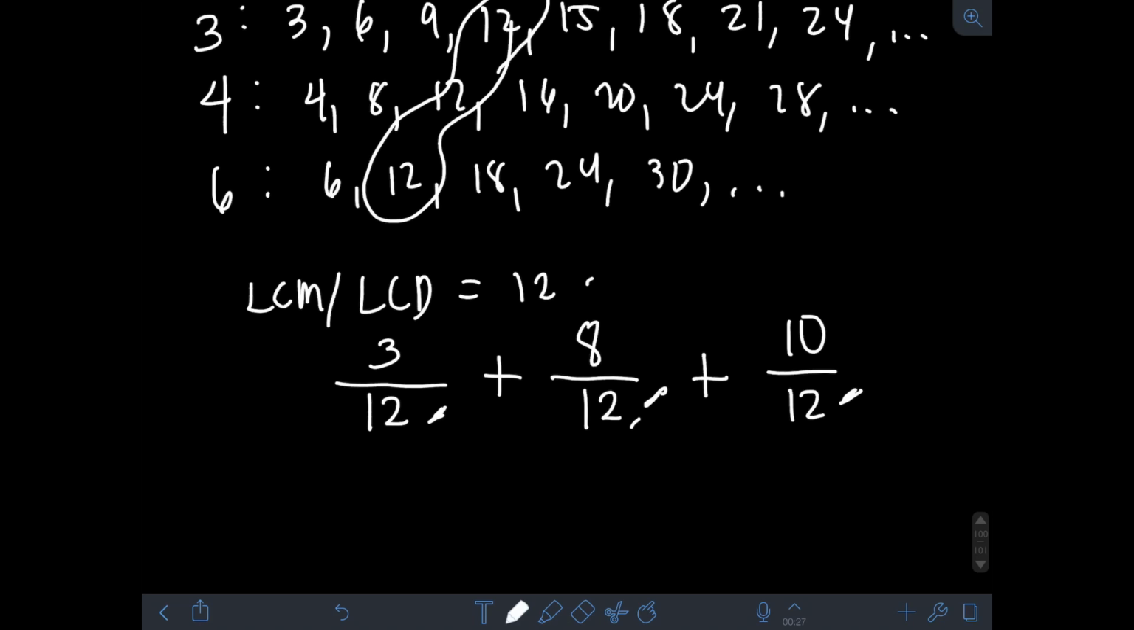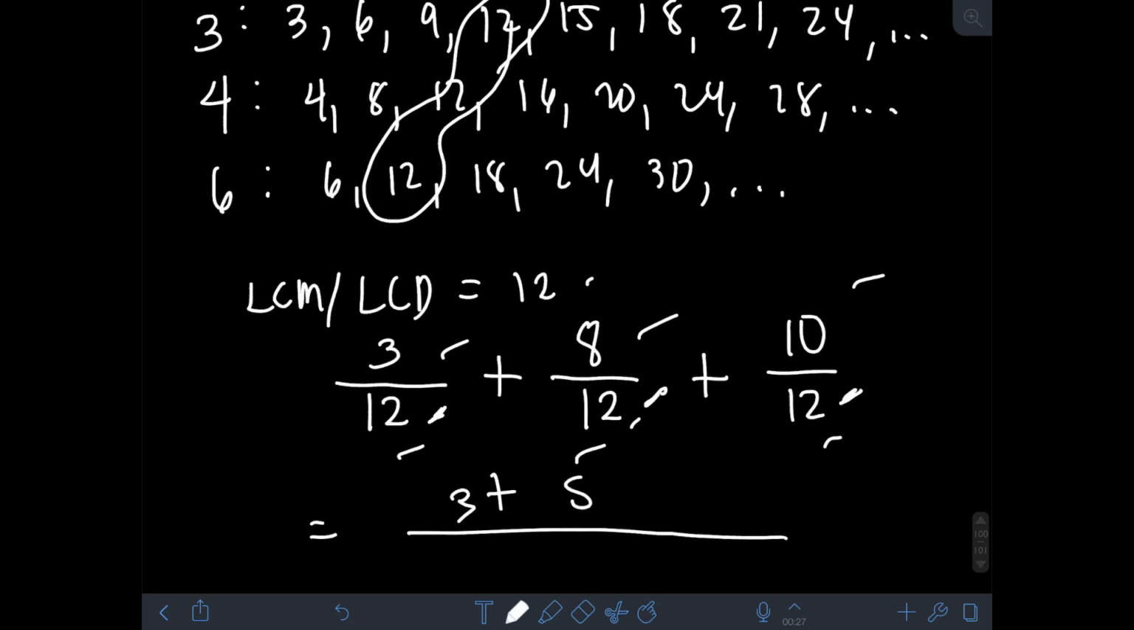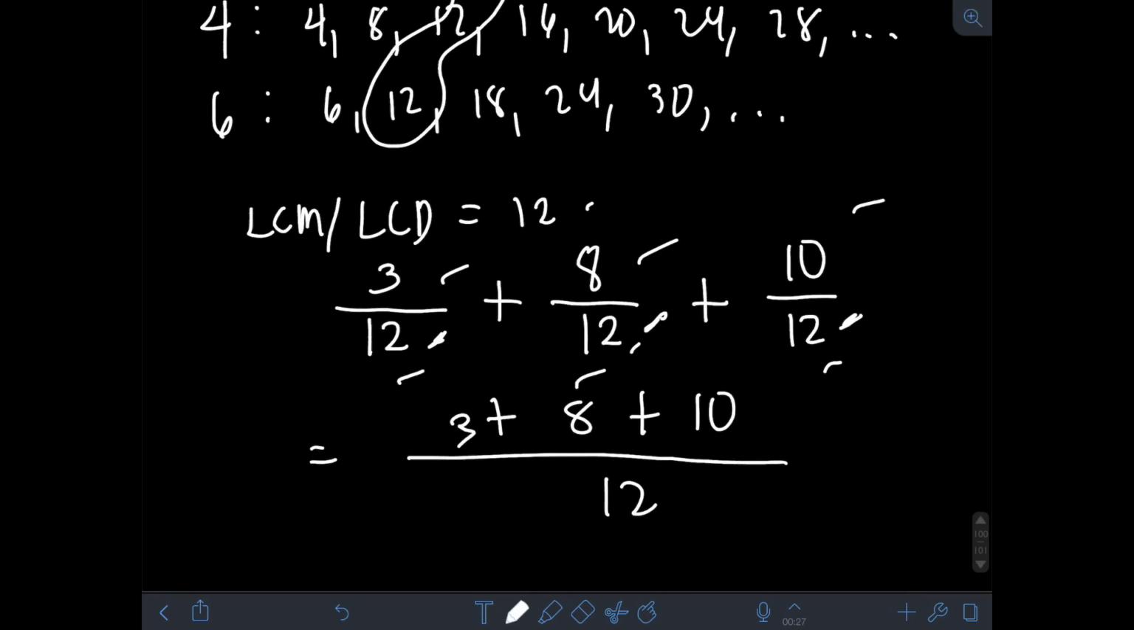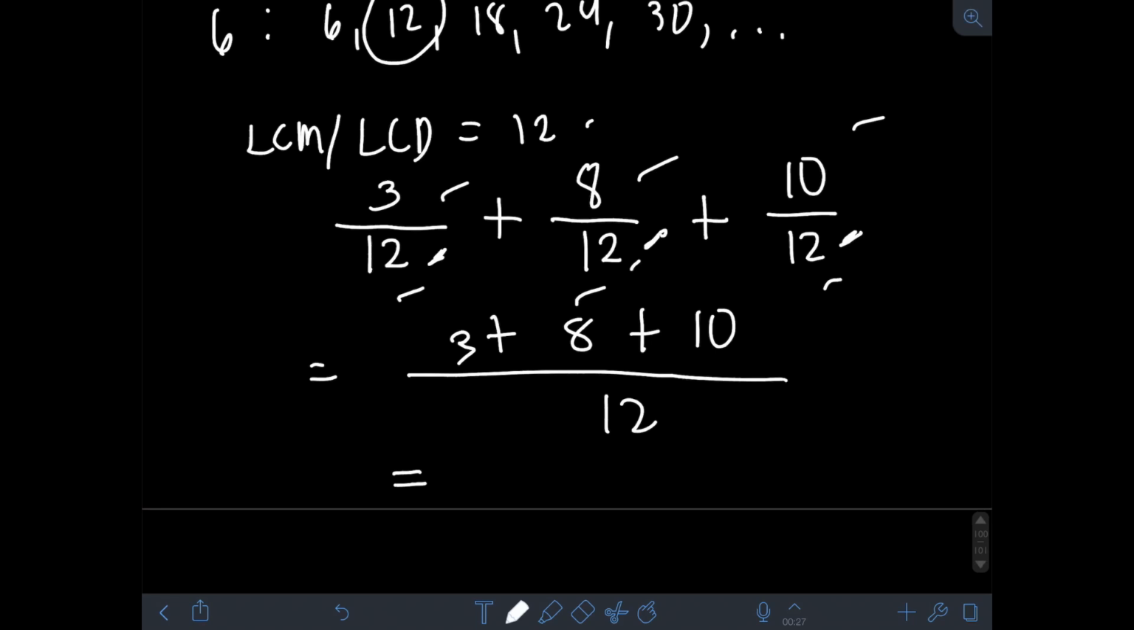So we have transformed the 3 fractions into similar fractions having denominators of 12. So we can now apply the rule in adding similar fractions. That is, we simply add the numerators. So we have 3 plus 8 plus 10. And then copy the same denominator of 12. So adding the numerators, we have 3 plus 8 plus 10 is 21 over 12.